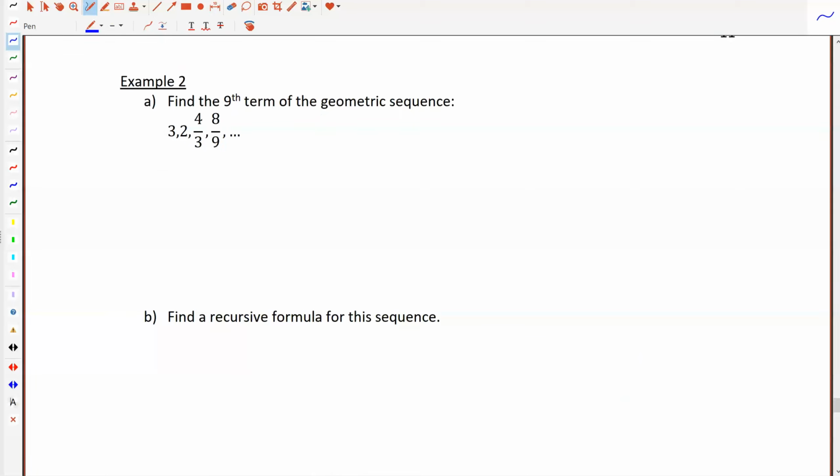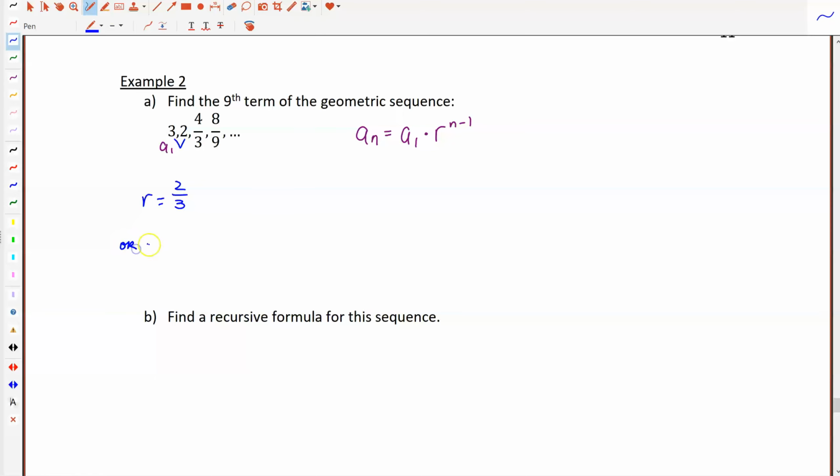In this first example, it asks us to find the 9th term of the geometric sequence 3, 2, 4/3, 8/9, and so on. I know my formula for the nth term: a sub n is equal to a sub 1 times r to the n minus 1. I know what my first term is. It's the 3. So I'm going to need that common ratio, so let's go find that first. If I just grab the first two terms, it would be 2 over 3, and there's really nothing I can do to simplify that. So my common ratio is 2/3.